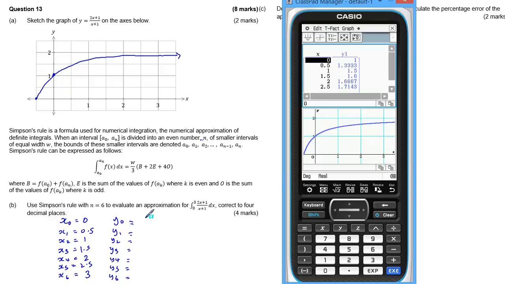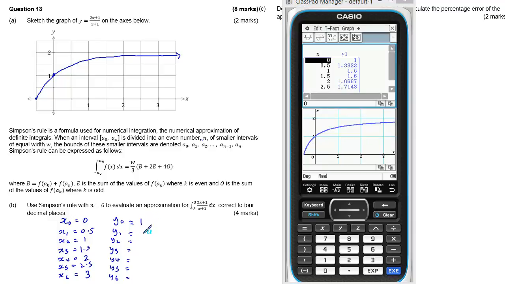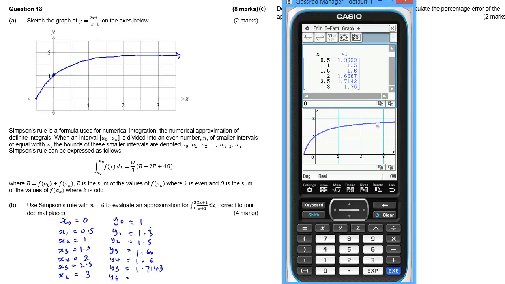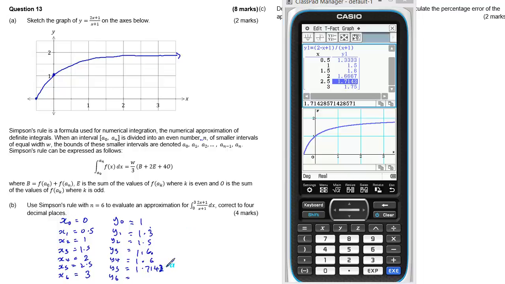And so here's our values. So we've got 1, 1.3 recurring, 1.5, 1.6, 1.6 recurring, 1.7143, and we want the final answer to 4 decimal places, so 1.714286 might be a bit better, and that one seems to be exactly 1.75.